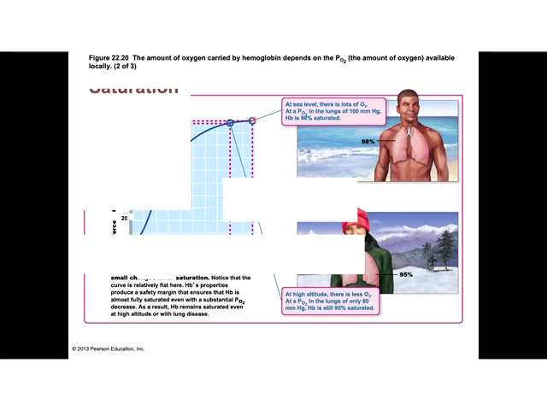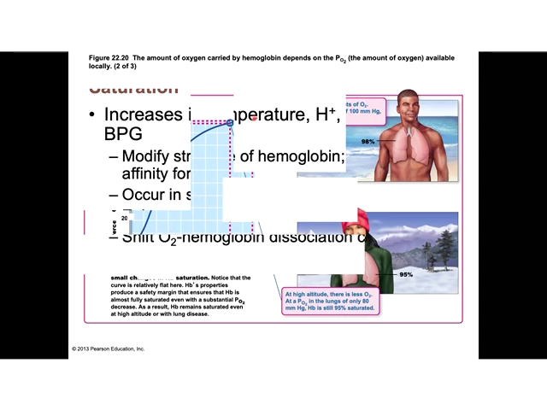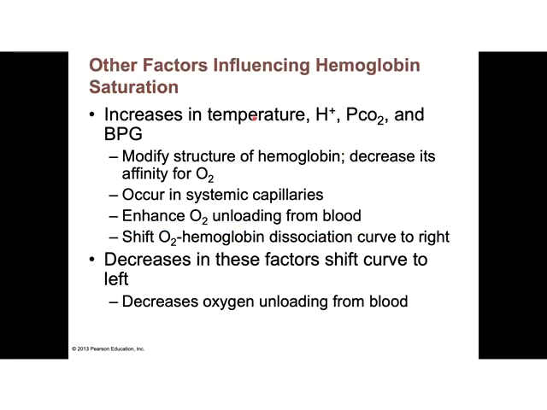Increases in temperature are going to cause the affinity of hemoglobin for oxygen to go down. The same with decreases in pH, the same with increases in CO2 and bisphosphoglycerate. What they do is they change the shape of the hemoglobin and they make it more likely to cough up its oxygen to the surrounding tissue. The result is what we want, right?